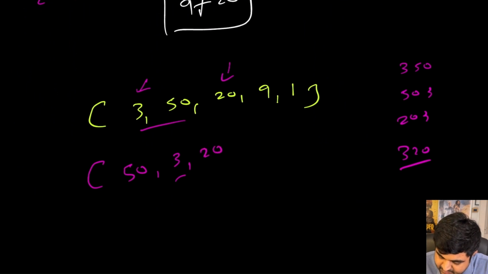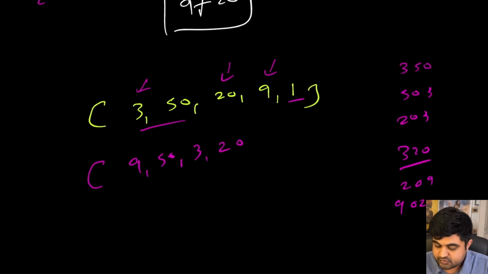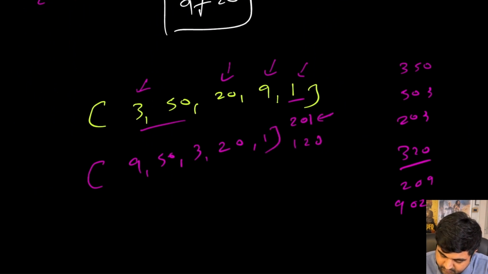This is the correct sequence. Now 20 compared to 9. Once again, one option is 209 and the second option is 920. So definitely 9 has to come before 20. And if we keep on repeating the same process with 3, once again 9 has to come before 3 as well, and in the same way 9 has to come before 50. So the order is going to be 9, then 50, then 3, and then 20. Okay, and the last value is 1. If we compare 20 with 1, the options are 201 and 120. So 201 is greater, so 1 has to come last.